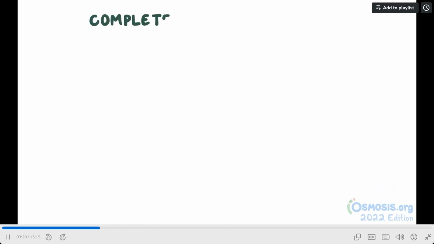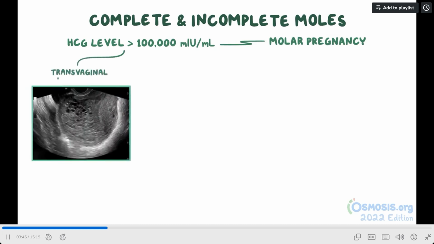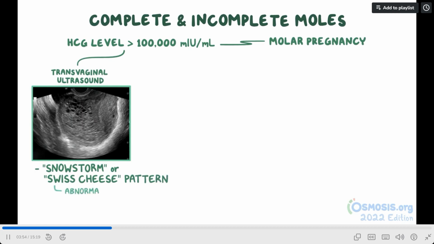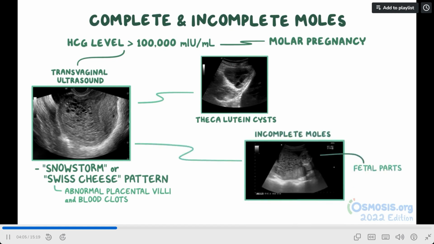Okay, now with both complete and incomplete moles, an HCG level higher than 100,000 milli-international units per milliliter is diagnostic of a molar pregnancy. Sometimes, however, the HCG levels may not reach that threshold, so it can also be diagnosed when a transvaginal ultrasound shows a snowstorm or Swiss cheese pattern. This is a diffuse echogenic pattern resulting from the presence of abnormal placental villi and blood clots. With complete moles, thecal lutein cysts may be found on one or both ovaries, and with incomplete moles, fetal parts may be visible, and there's often oligohydramnios.